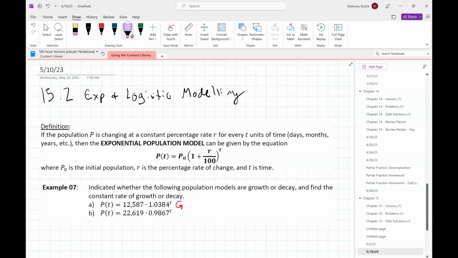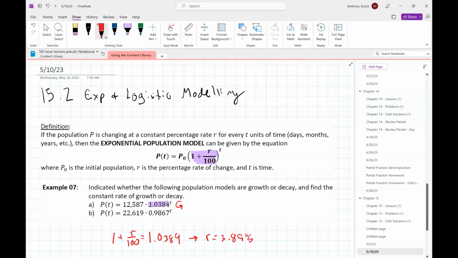So all we're going to do there is take this 1 plus R over 100, set it equal to 1.0384, and then solve for R. So to solve for R, I'm just going to subtract 1 and multiply by 100, and probably you can see that the R there is going to be 3.84%.